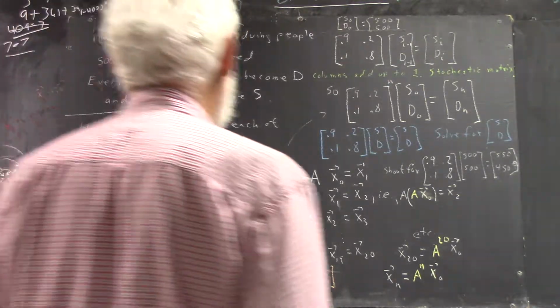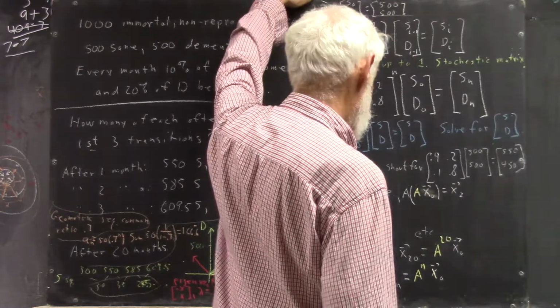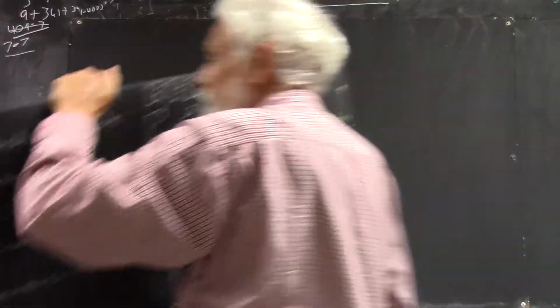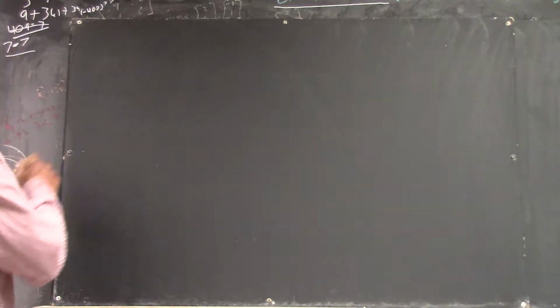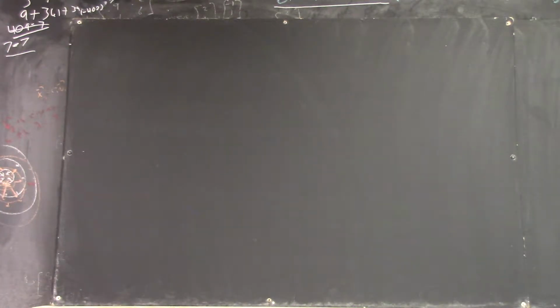So let me draw it. So the basic sane diminutive model, or the standard sane diminutive model, which I take to be 1,000 people and transitions of 10 and 20% in.